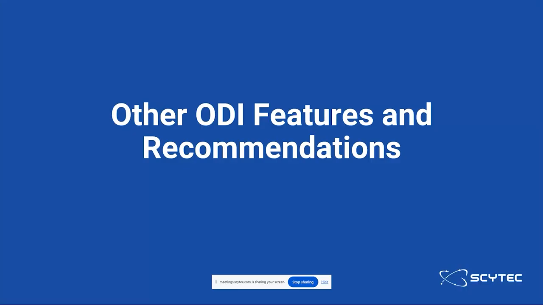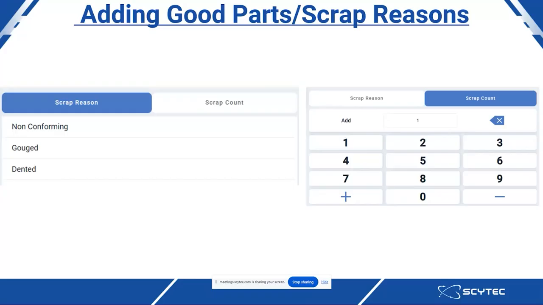Finally, I'm going to be discussing the other ODI features and recommendations, and I'm going to be showing you how you can add good and scrap part counts, as well as give a scrap part reason. Right now, we are looking at some of the reasons, which can be non-conforming, gouged, or dented materials. So in the demonstration, I'll show you how you can add good and scrap part counts and how those can, on the fly, affect your parts per hour percentage.